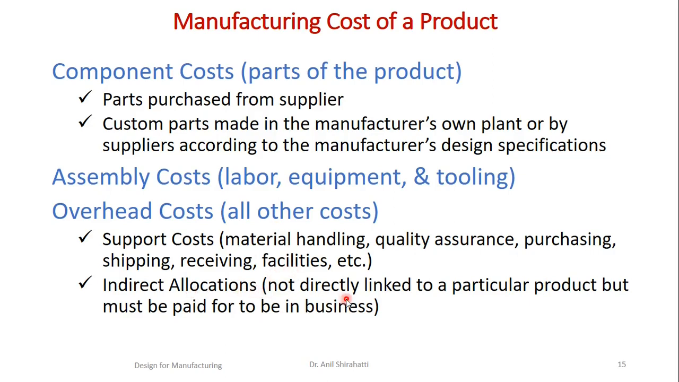Indirect allocation is not directly linked to the particular product, but has to be paid to be in the business. So indirect allocation is also important. Always remember, for a complete product we cannot make each and every part component at our own factory. As a manufacturer I cannot do all the parts, so the more important parts I will manufacture, and the maximum parts I will get from standard suppliers.